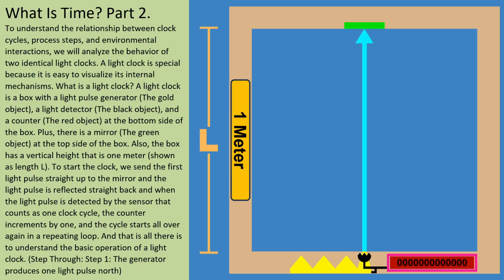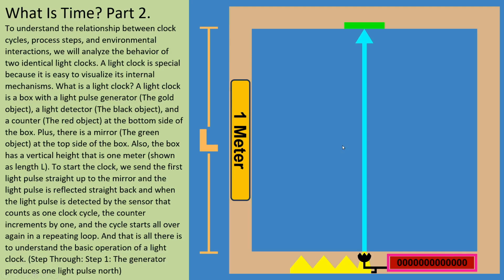To start the clock, we send the first light pulse straight up to the mirror, and the light pulse is reflected straight back, and when the light pulse is detected by the sensor, that counts as one clock cycle. The counter increments by 1, and the cycle starts all over again in a repeating loop. And that is all there is to understand the basic operation of a light clock.